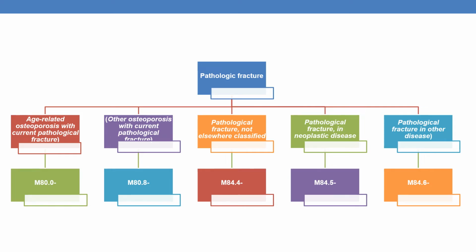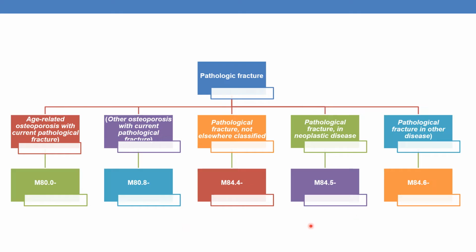Now coming to the various subcategories of pathological fracture codes. The first one is age-related osteoporosis with current pathological fracture. It can be coded from the series M80.0. This is further expandable. The next is other osteoporosis with current pathological fracture. Can be coded from the series M80.8. This is also further expandable.